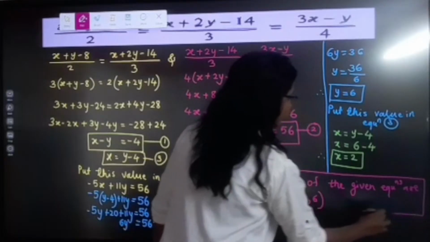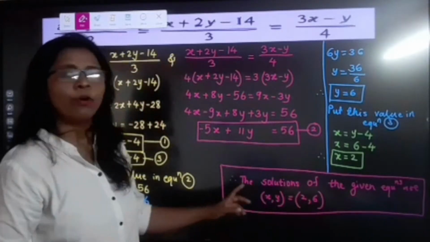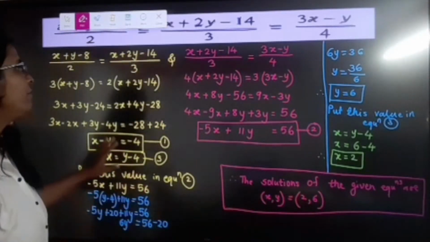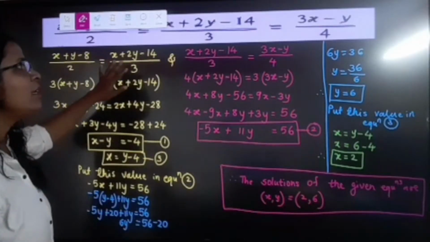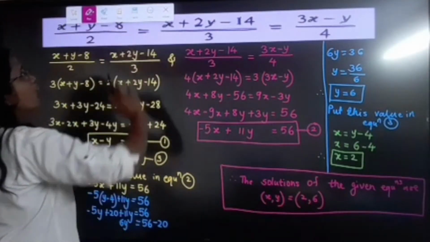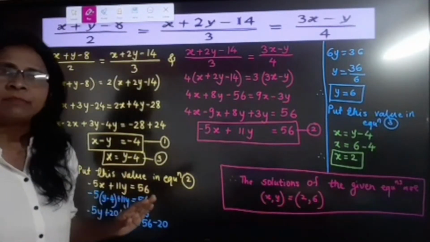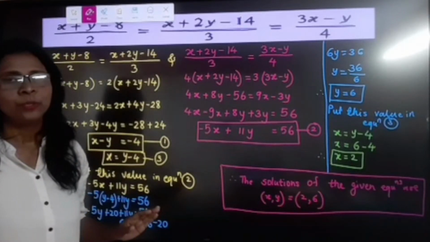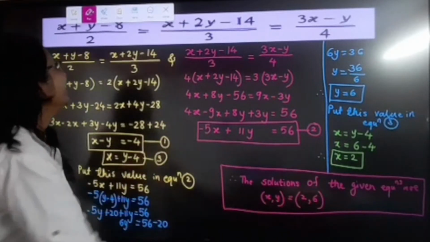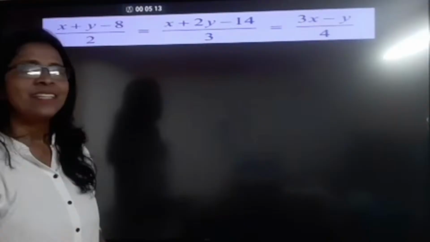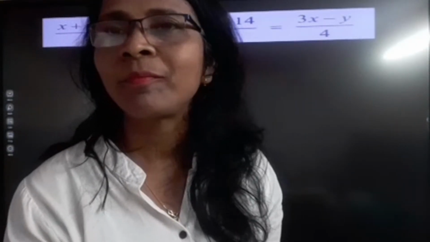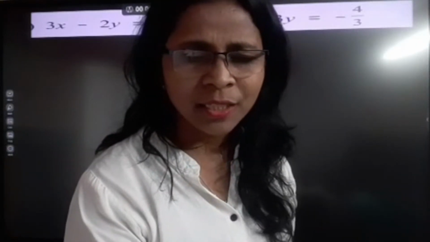x, y is equal to 2, 6. Okay students, in such a way we can find out this type of equal ratio. Okay, so it is very easy. Now, see the next example. Okay students, see the next example.